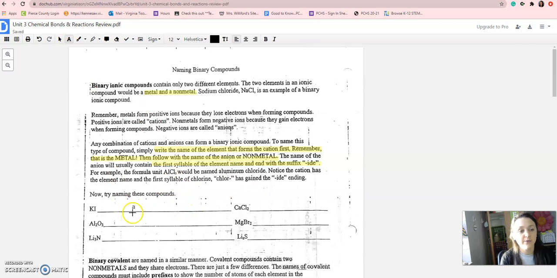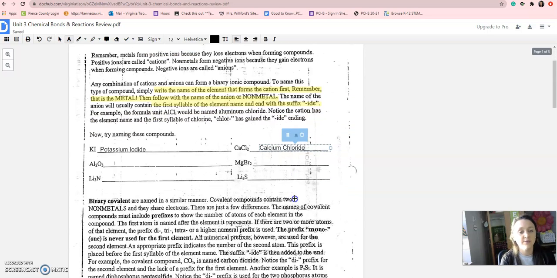Remember, you can type capital A. And we're going to say we got the name of our metal, K. You can use your periodic table. The name of K is potassium. And then the name of the nonmetal I is iodine. But we're going to just put iodide. Okay. Also, we've got this one. The name of our metal is calcium. And the name of our nonmetal is chlorine. So we're going to put chlor and then IDE. Okay, so that's a good example of how we do ionic.